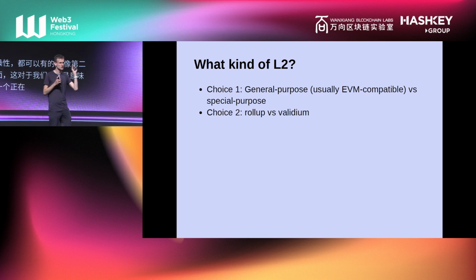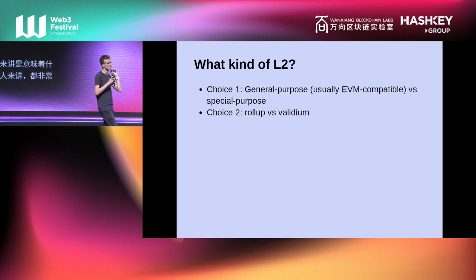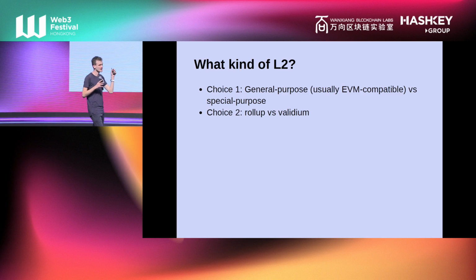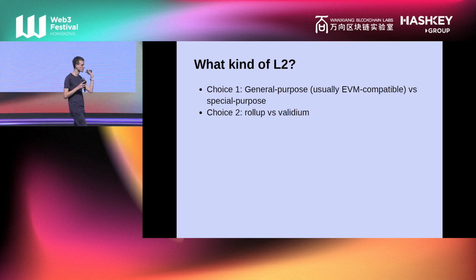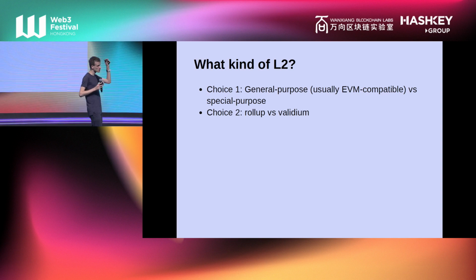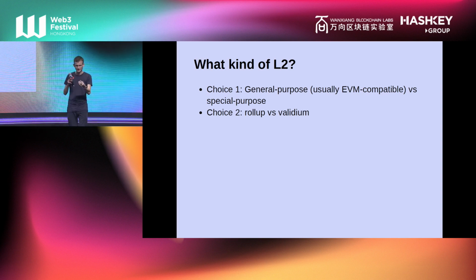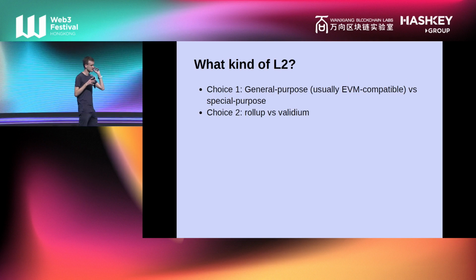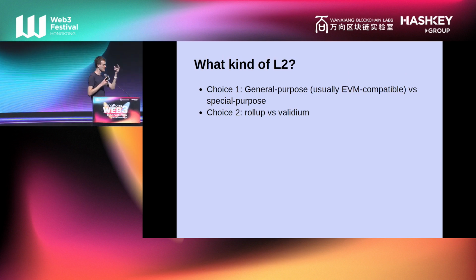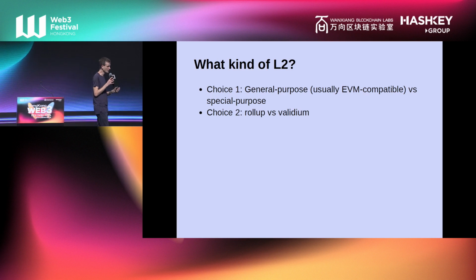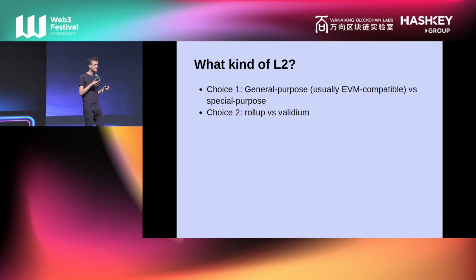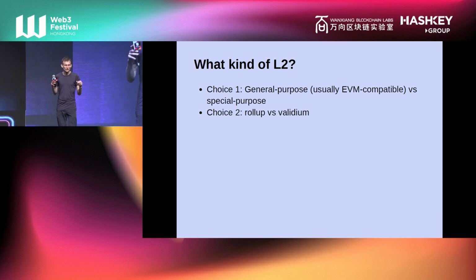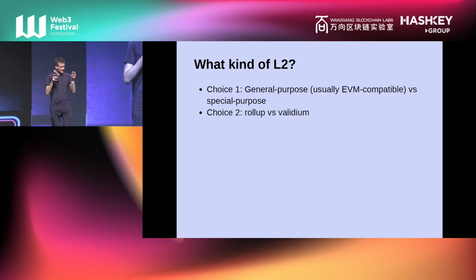And I think you have two choices. Your first choice is, do you build on a general purpose rollup, which usually means something EVM compatible, or do you make something special purpose that's targeted to your application? And the second choice is rollup versus Validium. So in a rollup, data is on-chain. In a Validium, data is off-chain. In a rollup, you have the strongest level of security. So even if all of the other rollup nodes disappear, you can still get your assets out.